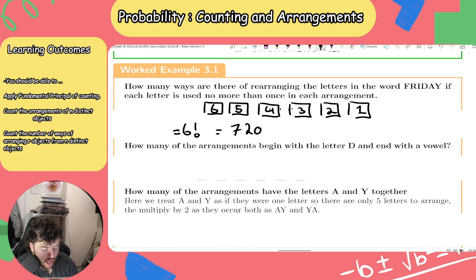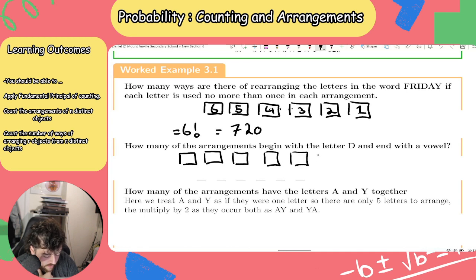How many of the arrangements begin with the letter D and end in a vowel? So begin with letter D, end in a vowel. So I still have 6 blocks: 1, 2, 3, 4, 5, 6. My first one has to begin with D, and my last one has to be A or I.